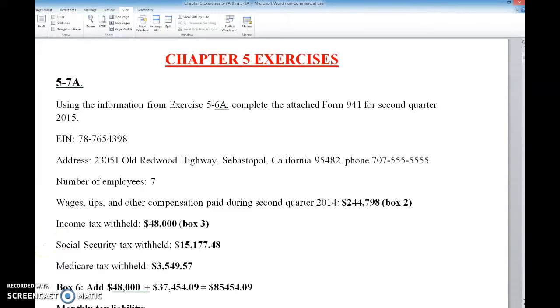Everyone, and in this video we are going to walk through exercises 5-7A along with 5-8A and 5-9A in regards to completing the forms that are discussed in chapter 5. So on 5-7A, we need to use information from exercise 6A, and what we're going to do is complete form 941 in your book, and this is on page 179 and page 180 in chapter 5.